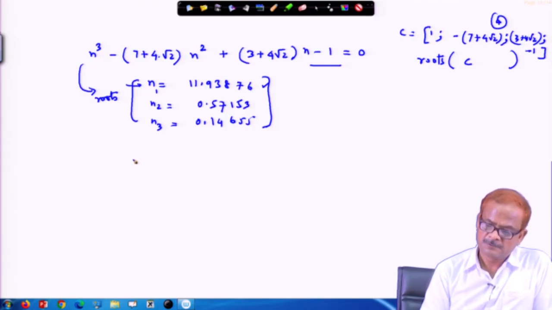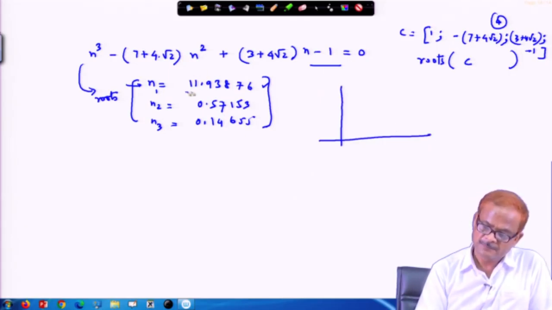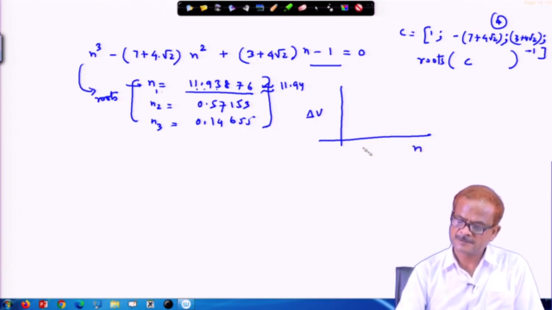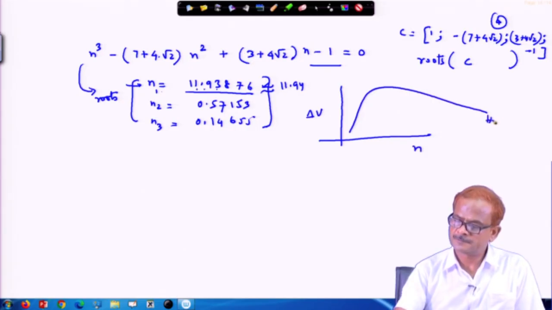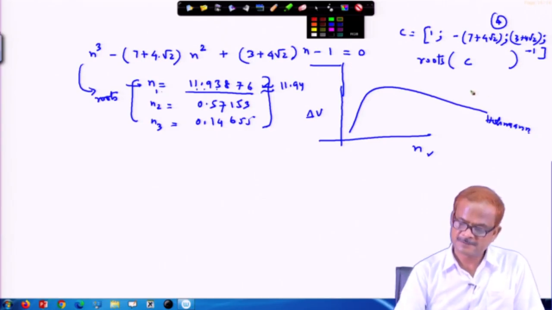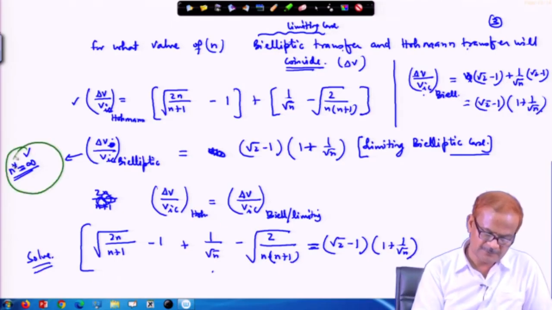So, this implies that these two methods, the bielliptic and the Hohmann, they cross each other at the point n 1 equal to 11.93876, means approximately 11.94 as I have written earlier. So, if we write here delta v n on this axis, this is for the Hohmann transfer, which is only dependent on n. But here, for the bielliptic transfer, it is dependent on n star also. So, n star here in this bielliptic case, we have already chosen. So, this is the limiting case we are writing here, n star equal to infinity.